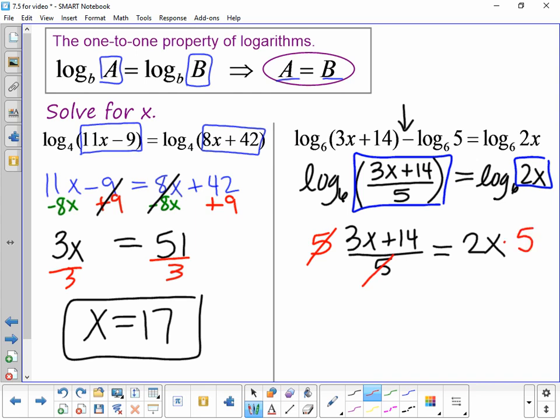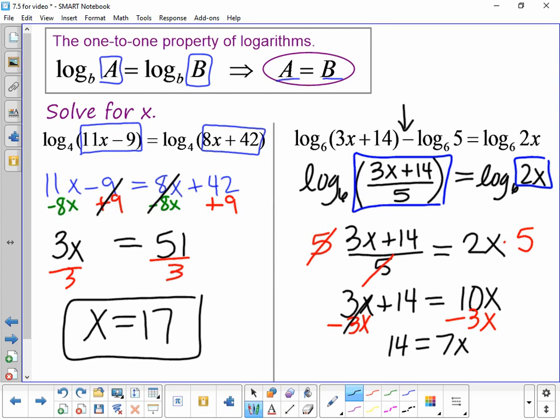That one reduces. So we have 3x plus 14 equals, and 2x times 5 gives us a 10x. This equation is not too hard to solve at this point. We've done the hard work. So if we subtract the 3x from both sides, we have 14 is equal to 7x, and if we divide by 7, we get the result that x is equal to 2.